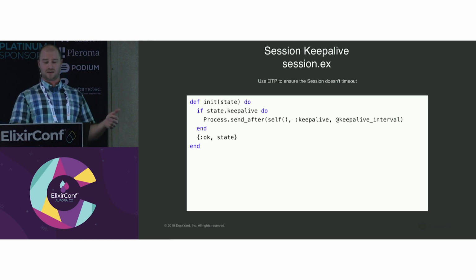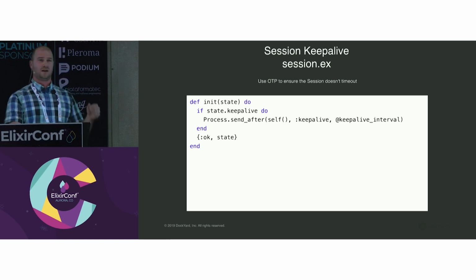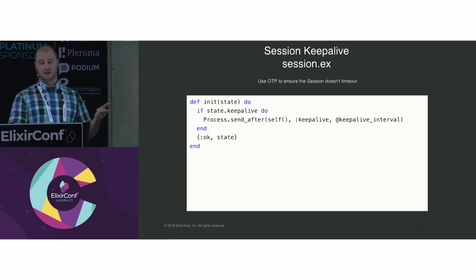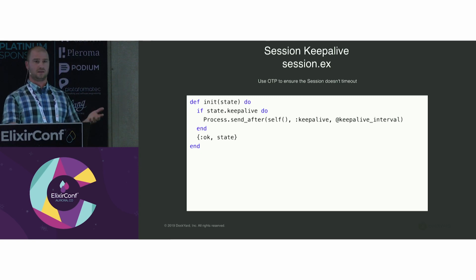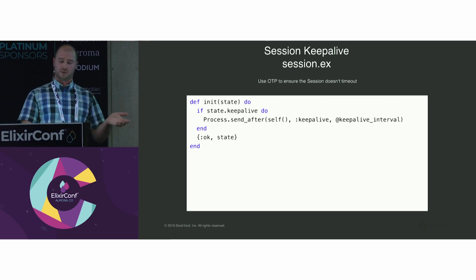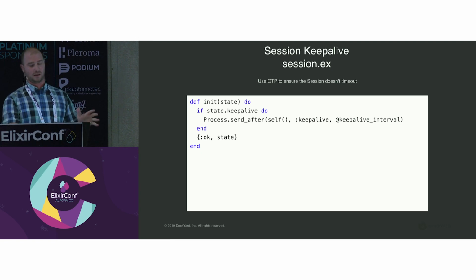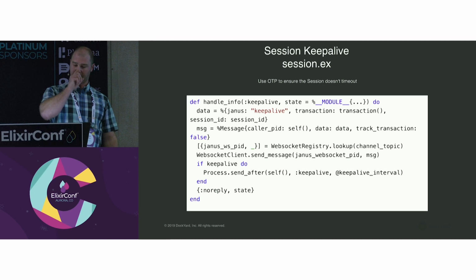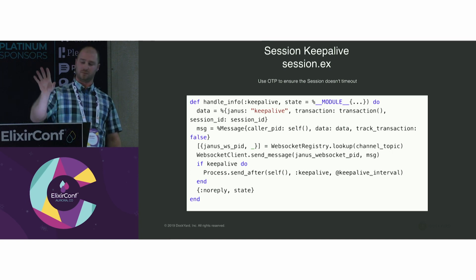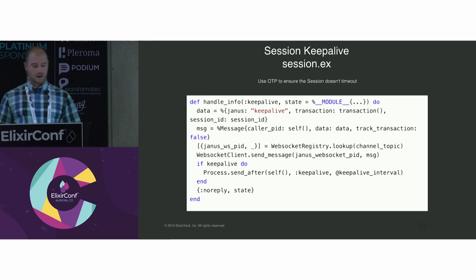So again, we had the send self. This is a session. If Janus doesn't get a keep alive, a heartbeat, and I think it's like 50 seconds is the default interval, it kills it. So using OTP and all the goodness, we can use keep alive, and it basically recurses on itself and continually sends a little keep alive message. I figured this is about where we'd end anyways.